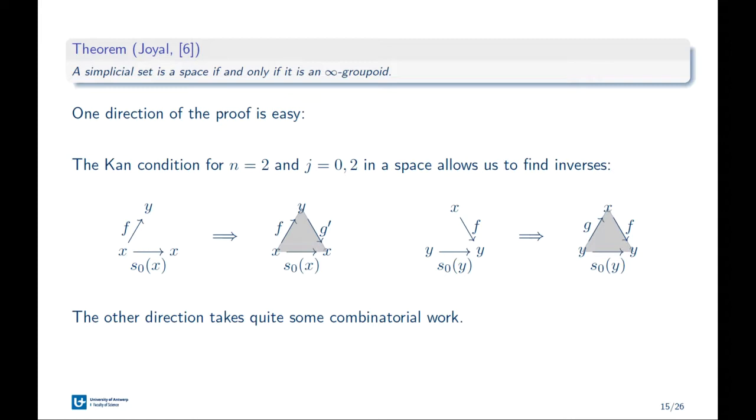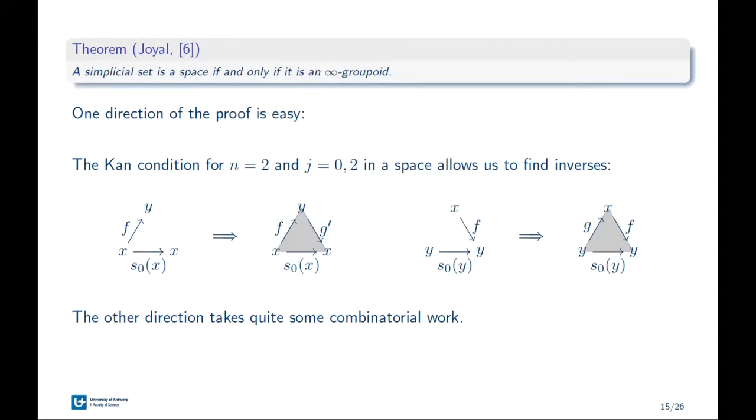One direction of the proof is very easy. If I start with a space and I want to prove that it's an infinity groupoid, all I have to do is fill in the required horns. So the Kan condition for the cases n equal to 2 and j equal to 0 or 2 allows me to fill in horns which look like this. This is the 0th horn, this is the 2nd horn. And I can make horns with my f, any arbitrary f I can put here, and here I can put the identity. And the Kan condition allows me to fill this up to an entire 2-simplex like this.